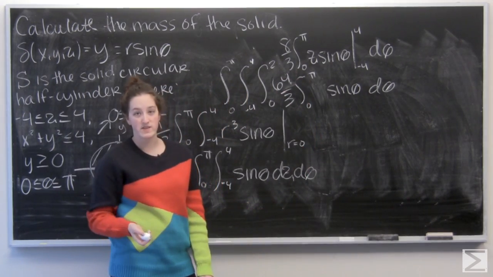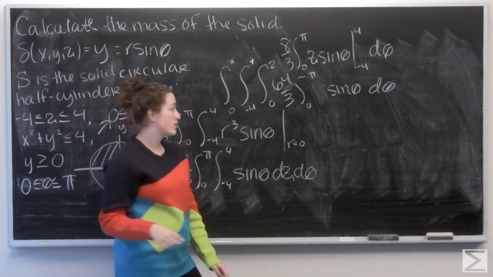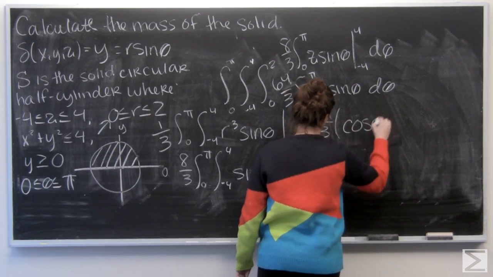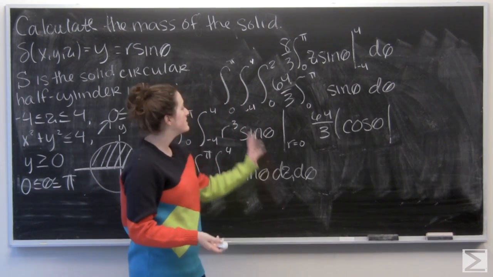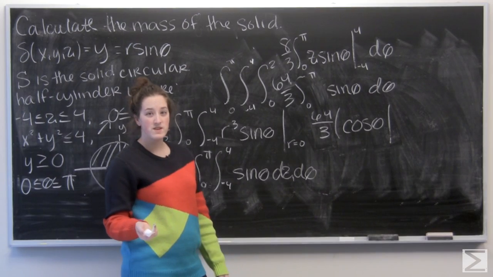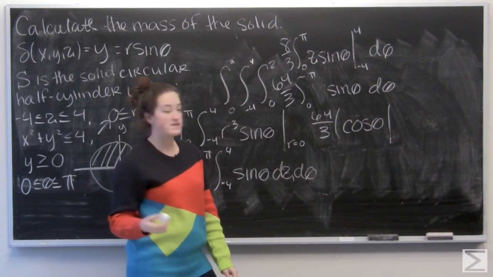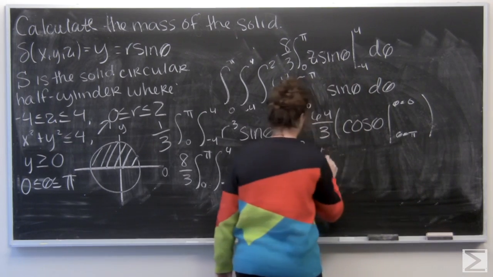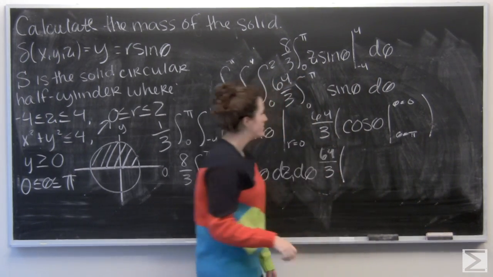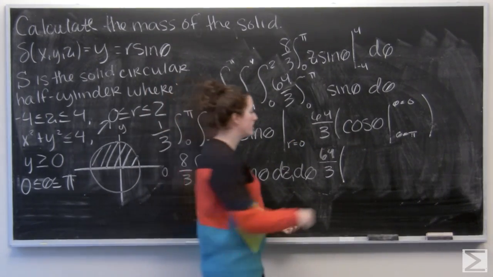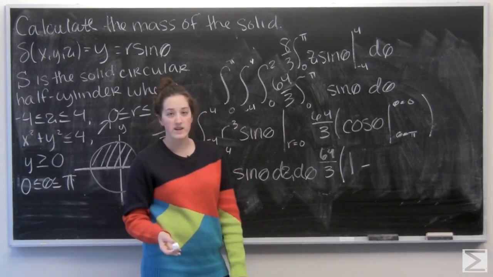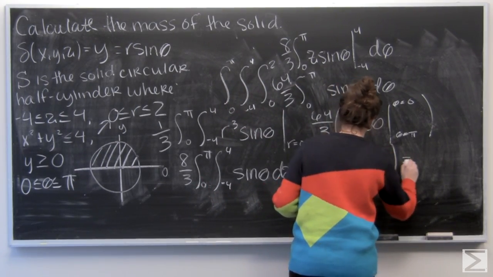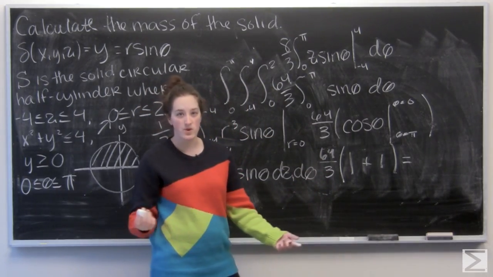And now I'm ready to integrate with respect to theta. I know the integral of sine is going to be negative cosine. I'd rather not deal with that negative sign, so instead I'm going to switch my bounds of integration. So now instead of integrating from 0 to pi, I'm going to integrate from pi to 0. So if I plug in 0, I know cosine of 0 is 1. And then plug in pi, cosine of pi is negative 1. Minus the negative 1 becomes plus 1. So I'm looking at 64/3 times 2, or 128/3.